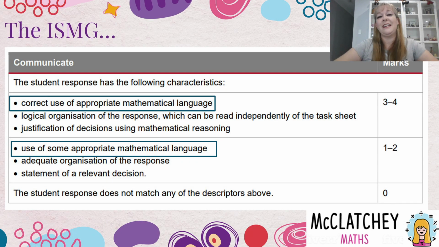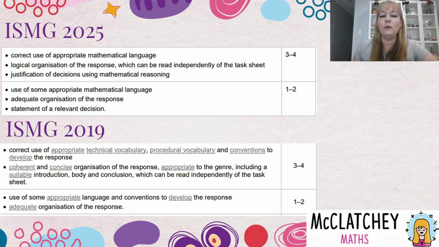Well, let's get straight into the video. We're going to look at our instrument-specific marking guide, the ISMG, and we're in the communicate section. It's worth 4 marks out of a possible 20 on your assignment. Now, this is quite different to the way the ISMG used to look. Our focus here in this video is using appropriate mathematical language. So if we use it correctly, we hit in the 3 to 4 range. If we use it most of the time, appropriately, then it's going to hit in the 1 to 2 range. So the focus is on mathematical language here.